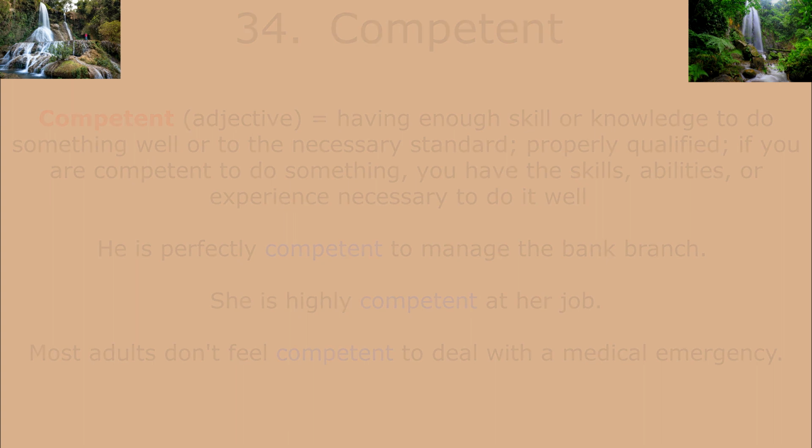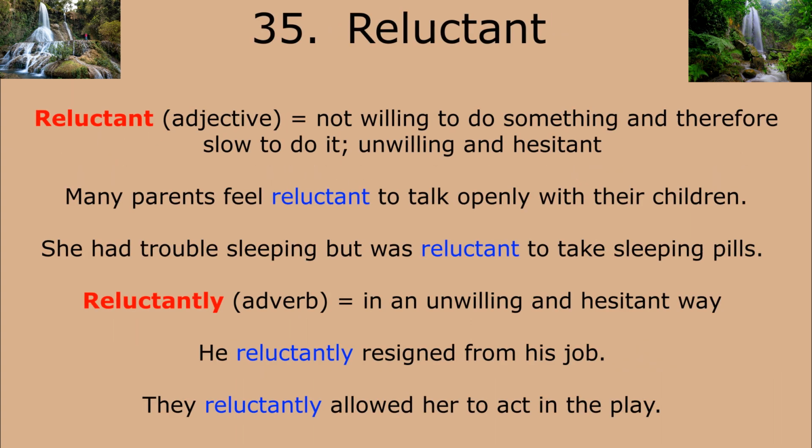The word number 35 is the word reluctant. Reluctant means not willing to do something and therefore slow to do it, unwilling and hesitant. For example, many parents feel reluctant to talk openly with their children. She had trouble sleeping but was reluctant to take sleeping pills.